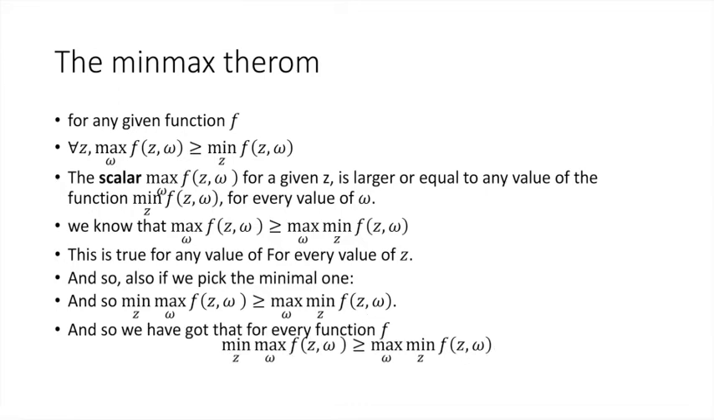And so we got that for every function f of z and omega, minimizing over z and maximizing over omega is larger or equal than maximizing over omega and minimizing over z. This means that if we change the order of minimization and maximization, if we first maximize and then minimize, we will always get a larger or equal value than if we first minimize and then maximize.